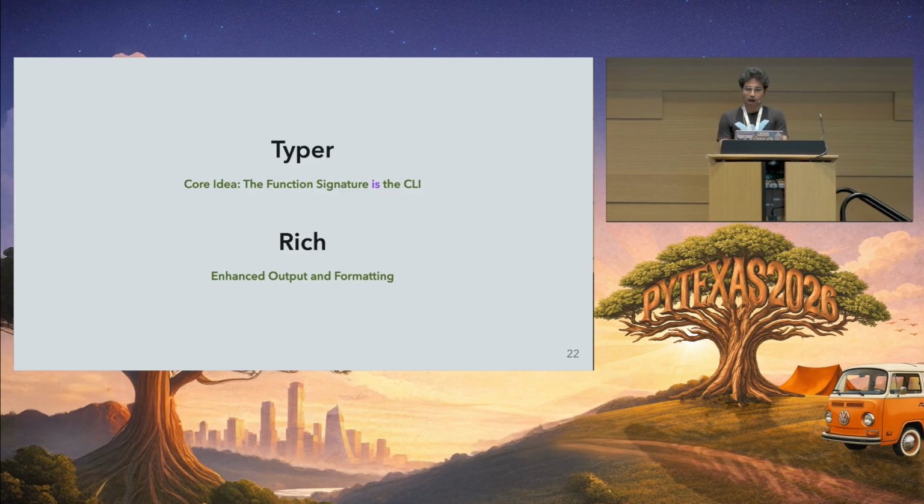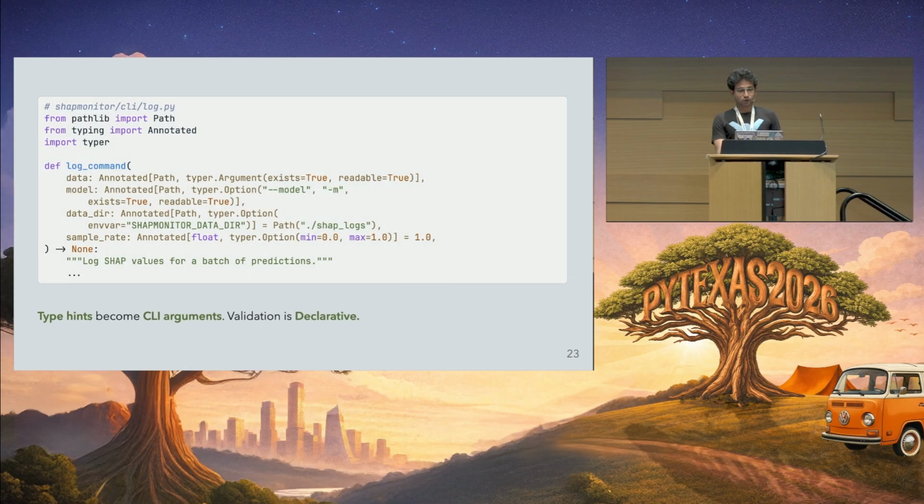So how do we do this? The same log command, let's just look at that. Instead of adding all of those arguments, typer in this case is declarative. What do I mean by declarative? It basically means that you focus on the desired outcome, letting the system manage the implementation details. So what you do here is that the type hints become the CLI arguments. So we have data, model, data directory, sample rate.